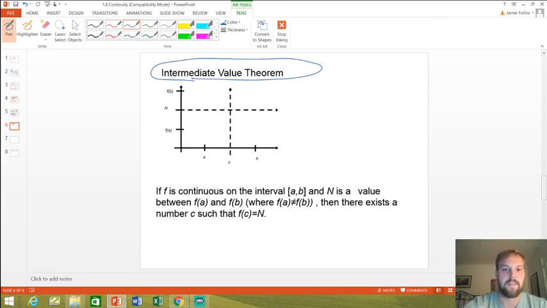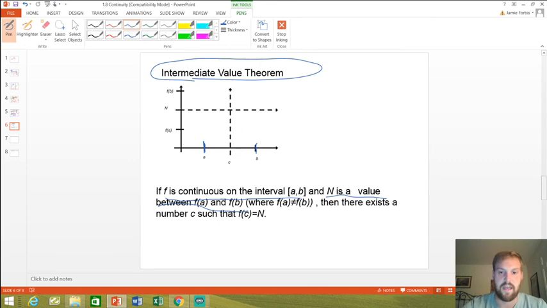Okay, and this graph is used to kind of explain it. It says if f is some continuous function on the interval a to b. Okay, so here's a, here's b. We've done some tests. We've already shown that it's continuous on the interval a to b, or it's known that it's continuous on a to b. And it says that n is a value between f of a and f of b, where f of a does not equal f of b.